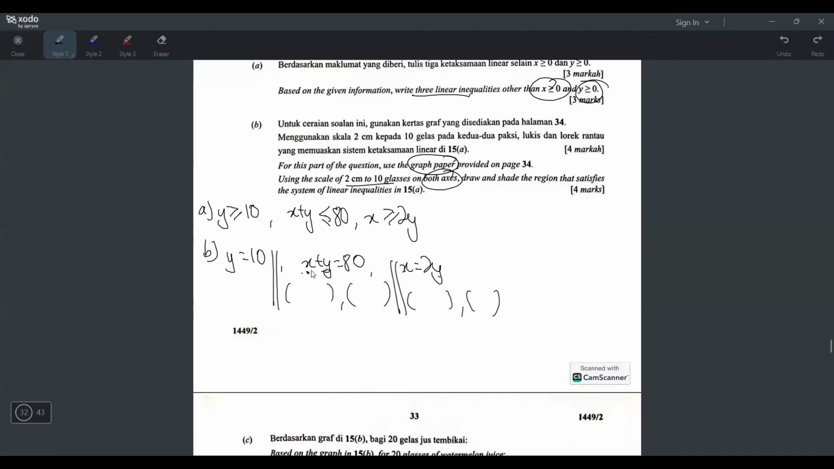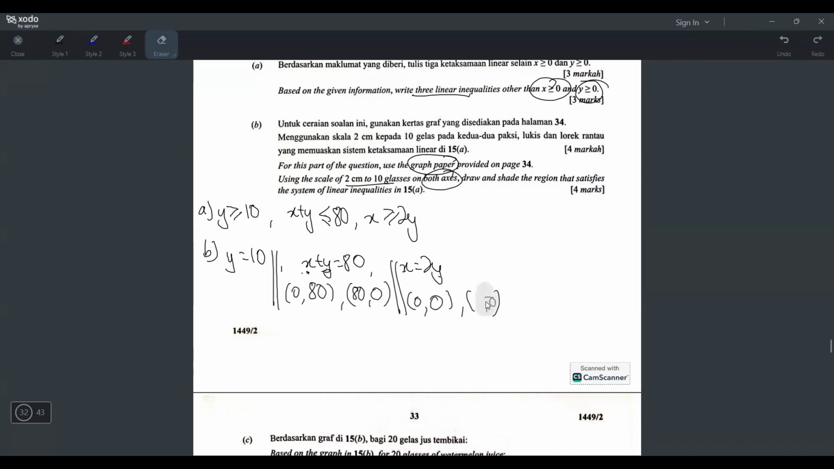Okay, usually what points I will find? I will find the x-intercept and the y-intercept. So I will ganti x0, y0. This one also x0, y0. Okay, when x is 0, your y will be 80. And if you sub y0 inside, your x will be 80, right? Okay, what if you sub x0 here? Your y will be 0 divided by 2, which is 0 also. Okay, if you sub y0, you get x0 also.